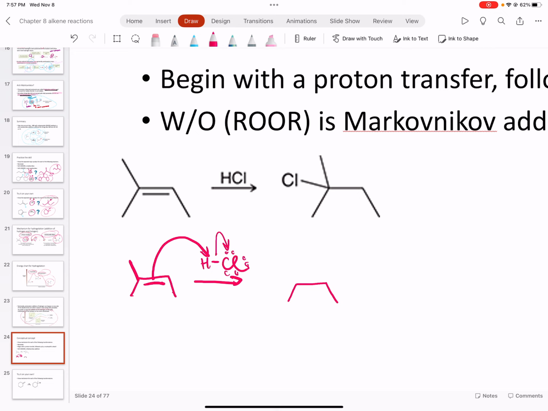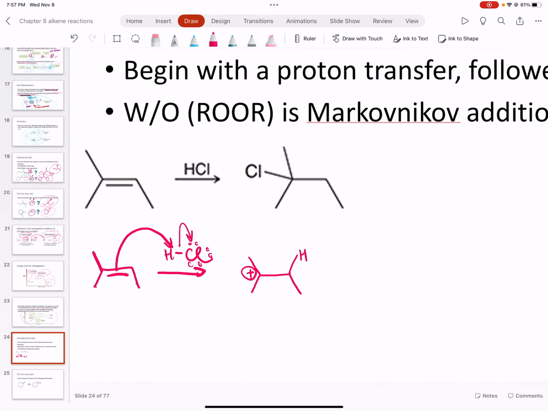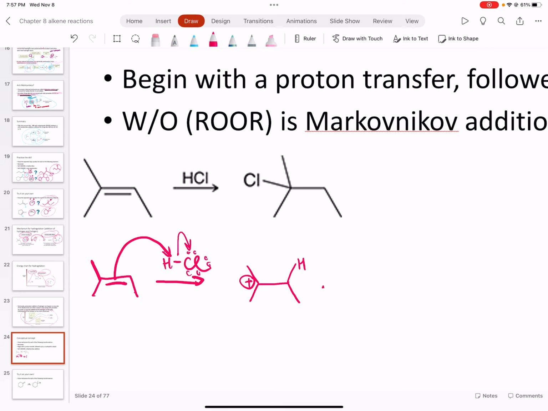Remember, we don't have any peroxide, so my hydrogen will go on the least substituted part, leaving this one with a positive charge. Here I have my chlorine, which will have a negative charge, and I told you we're breaking that bond, which creates electron pairs that are placed on that chlorine.